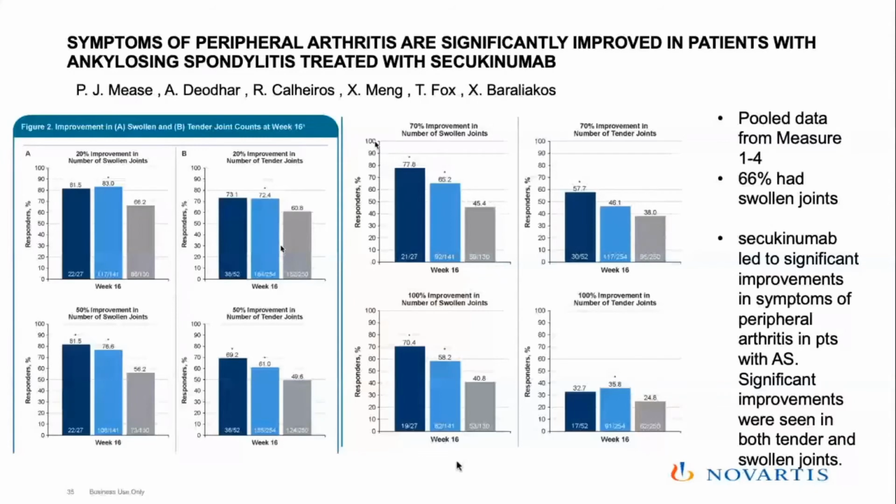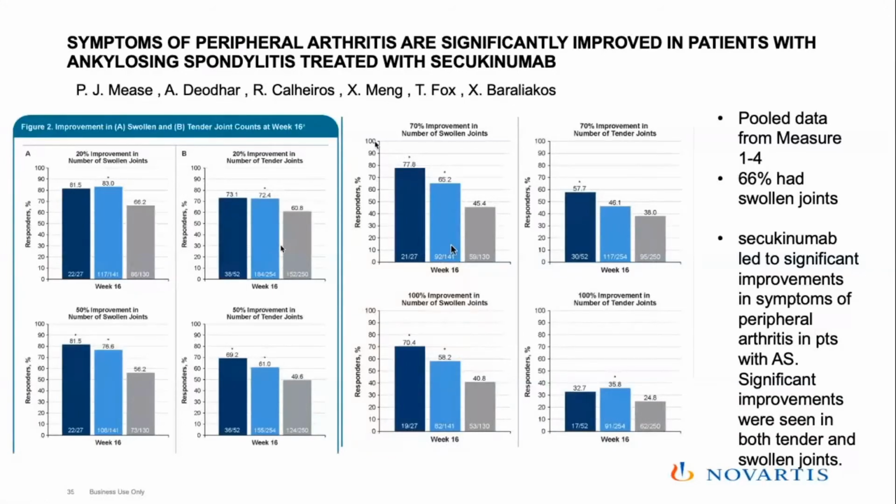So these results, which were published in EULAR this time, showed that the symptoms of peripheral arthritis were also significantly improved in patients with ankylosing spondylitis who were treated with secukinumab. So if we see the lower endpoints like 20% improvement in the number of swollen or tender joints, there was no difference between the 300 mg group or the 150 mg group. But if we see the harder endpoints like the 70% response or the 100% response, there was some difference between the 300 mg dose and the 150 mg dose.